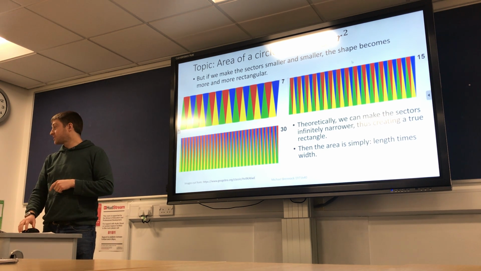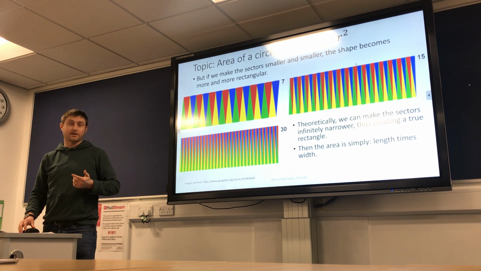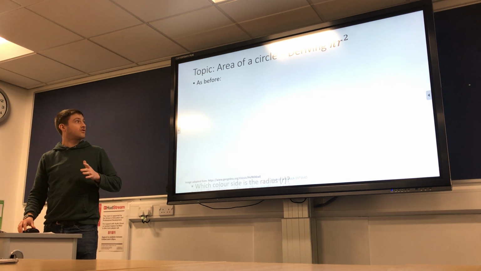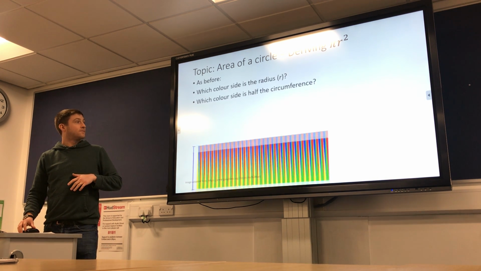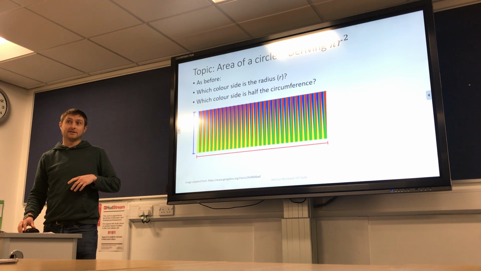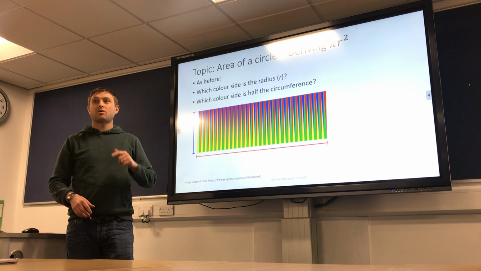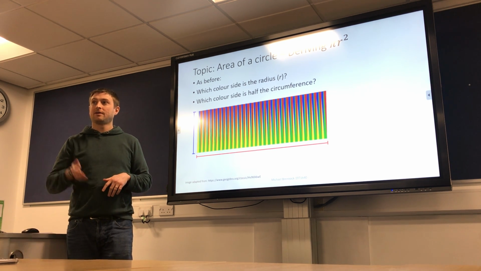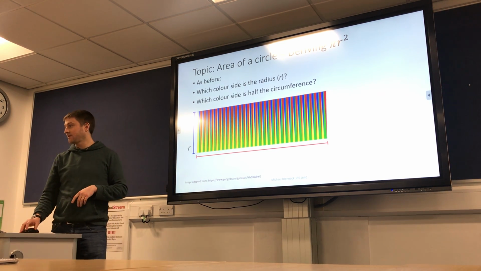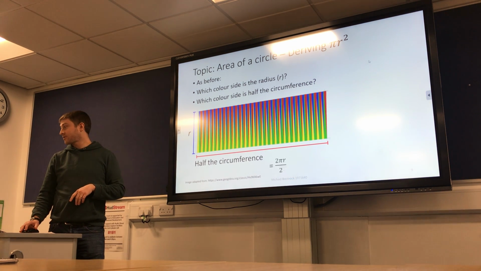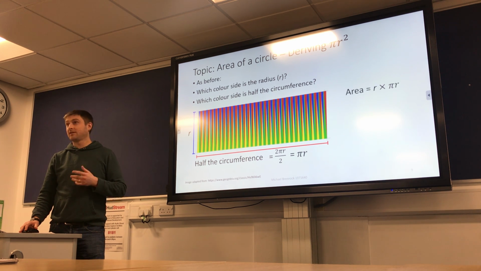And with this, we can just use length times width. Just as before, the radius is which color? The blue. And the red is half the circumference. What was the formula for the circumference? It was 2 pi r. So what would half of that be? Pi r. So we can see r, and half the circumference, 2 pi r over 2, is pi r. Multiply them together: r times pi r is pi r squared.